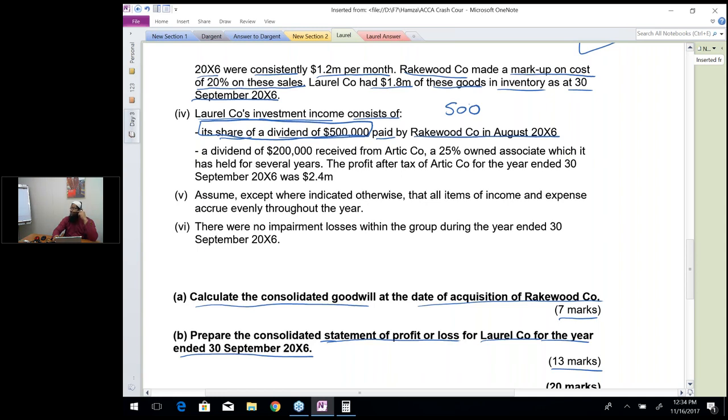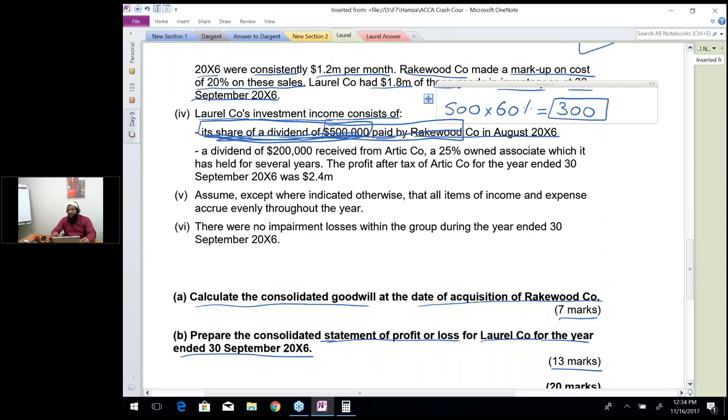Simran is saying received by parent, Wahid is saying received by parent, Harsh is saying received by parent, but Neeraj is saying right, this is the dividend paid by the entire subsidiary, because the question says that investment income consists of its share of a dividend of 500 paid by Rackwood. So we are going to calculate 60% of this, and 300 is the dividend that we have received from the subsidiary. The dividend received by parent is actually 300, not 500. 500 is the entire amount paid by the subsidiary.